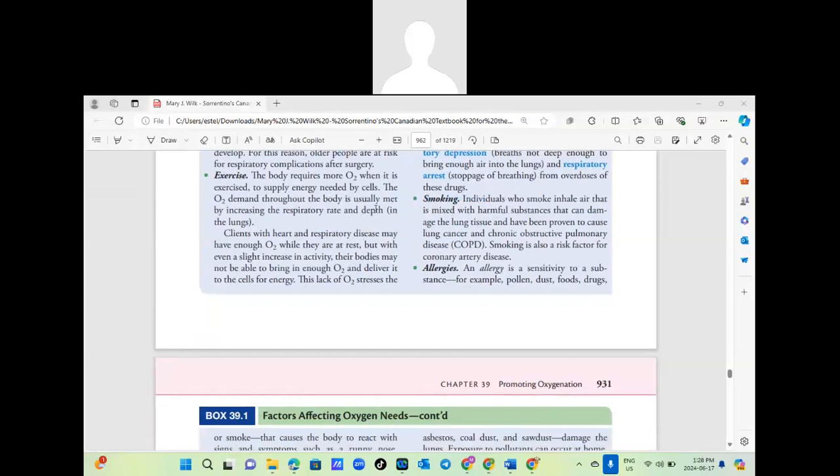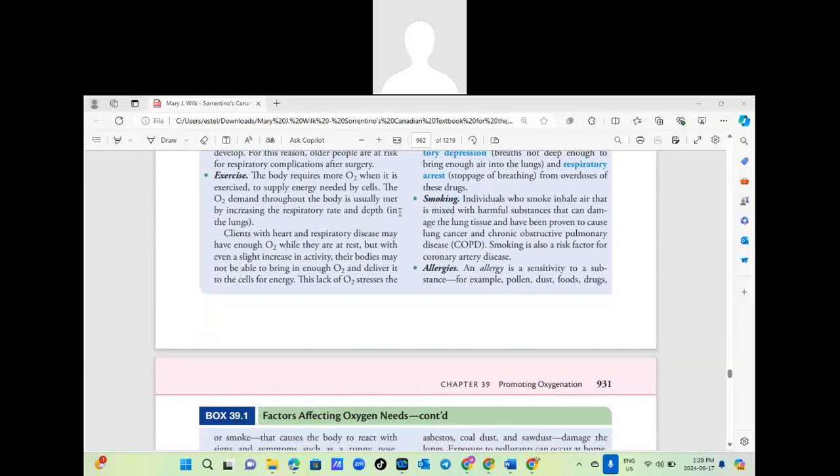Okay, another factor that affects oxygen needs is smoking. Individuals who smoke inhale air that is mixed with harmful substances that can damage the lung tissue and have been proven to cause lung cancer and chronic obstructive pulmonary disease, or COPD.